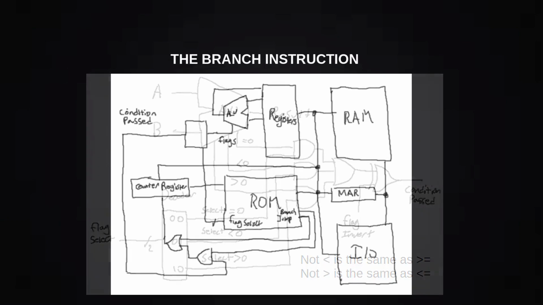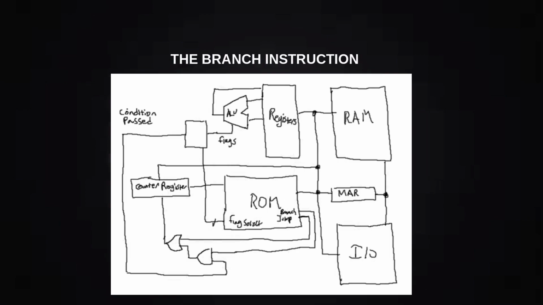And that's pretty much all we need. We can take that XOR output and pass it as our condition pass signal, and now our computer supports branching. Now, to branch, all we need to do is send a register or two to the ALU, select the flag that we want to read, enable the branch signal, and send the branch to address to the counter register. Now that we have the circuit figured out, let's see how the branch instruction is actually used.